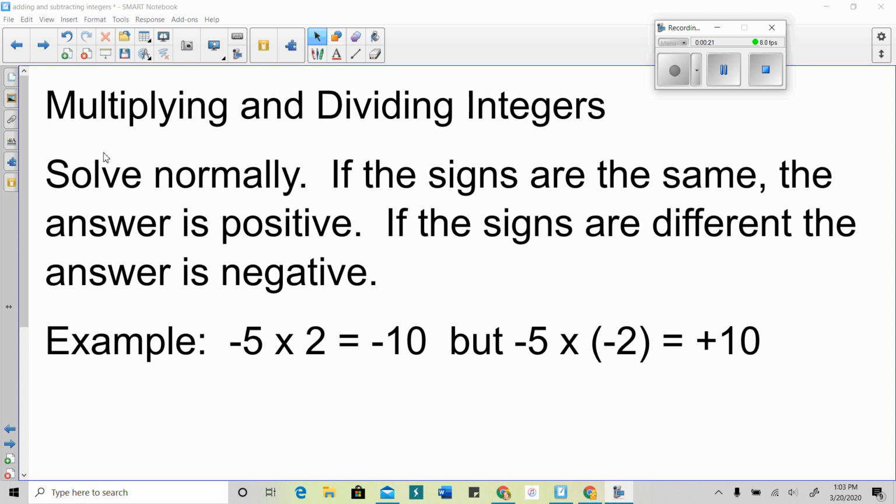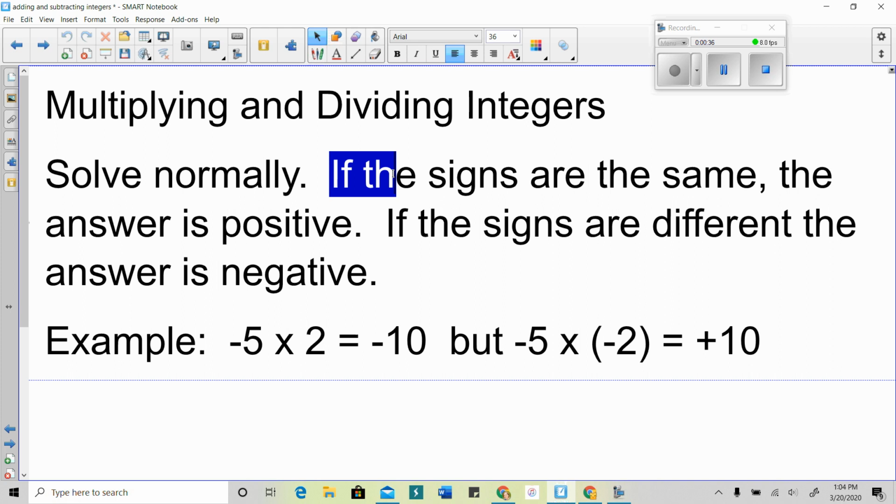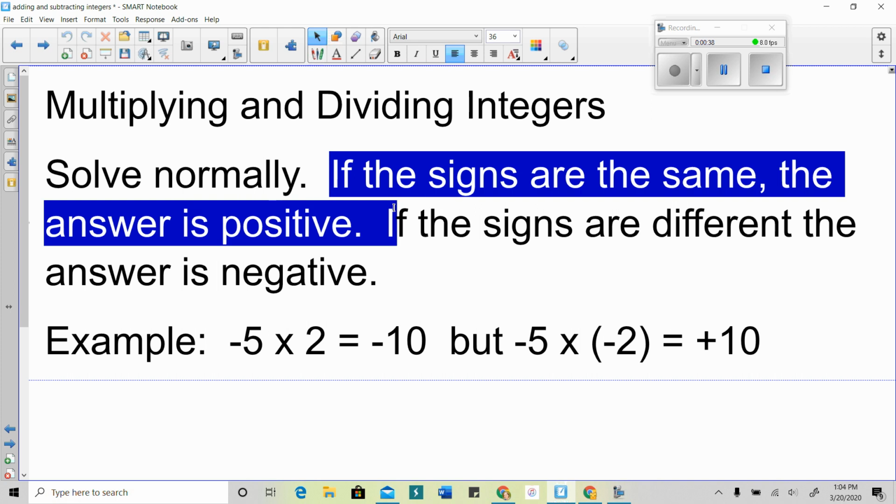So 5 times 2 is 10. 10 divided by 5 is 2. So you would solve your computation normally. The trick comes in putting the correct sign on the answer. So just like yesterday, we had decided signs same means positive and signs different means negative.